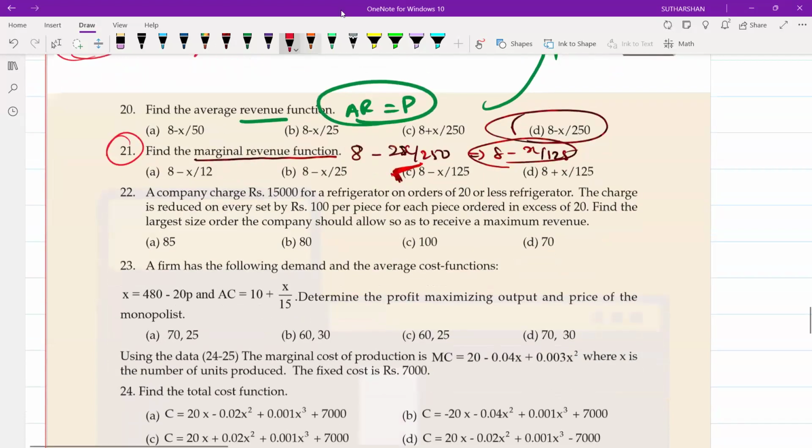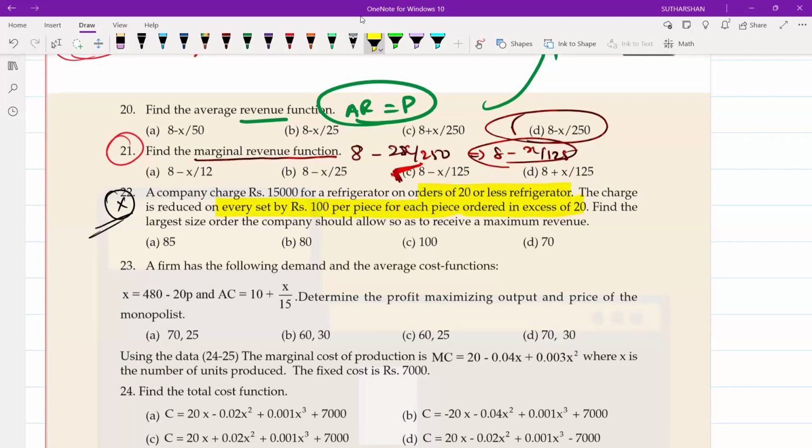Then another interesting, beautiful question, which is question number 22. Question number 22 is another interesting area where we can put your memory and test your concepts logically. Read that question number 22. A company charged rupees 15,000 for a refrigerator on orders of 20 or less refrigerators. The charge is reduced on every set by rupees 100 per piece for each piece ordered in excess of 20.